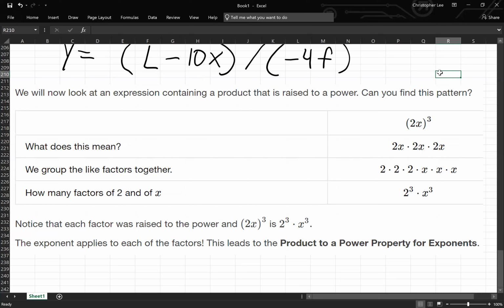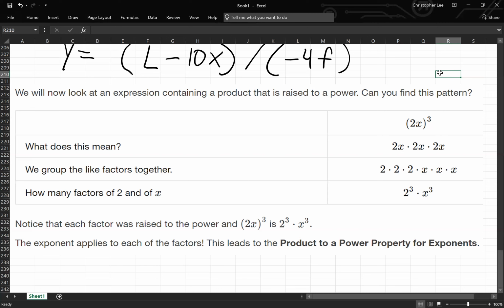So we have 2x raised to the third power, right? We know that 2x to the third power means 2x times 2x times 2x. We're going to multiply all our numbers together. 2 times 2 times 2, that's 4 times 2, that's 8. And then we're going to multiply all of our x's together, which will give us x to the third. How many factors of 2 and of x? We have 3. You should have 8x to the third.